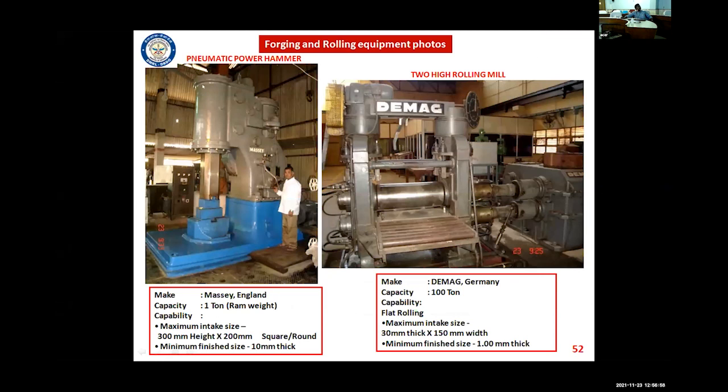These are the photographs of the forging and the rolling mill. The forging press was purchased from England. The capacity is 1 ton ram weight, and the maximum intake we can take is 300 mm height by 200 mm square, and the minimum finish size is around 10 mm thick. The rolling mill we purchased from Germany. The capacity is 100 ton, the maximum intake size is around 30 mm thick and 150 mm width, and we can roll down to 1 mm thickness.